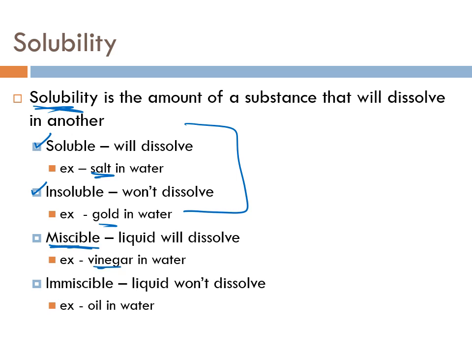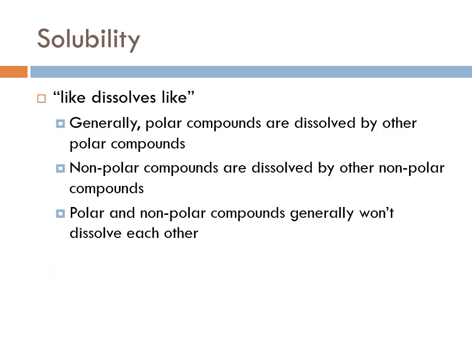Vinegar dissolves pretty well in water. Vinegar is miscible in water. Immiscible, it will not dissolve. Oil is immiscible in water. Our general rule about solubility is that like dissolves like. So polar things are dissolved by other polar things. Nonpolar things are dissolved by other nonpolar things. Polar and nonpolar compounds generally don't dissolve each other very well at all.